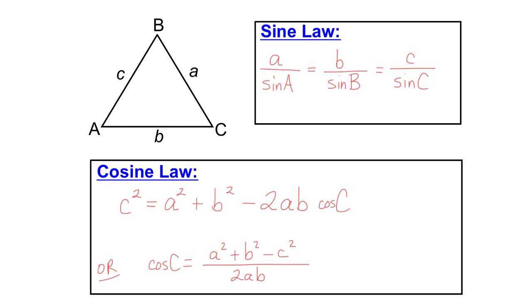So when I'm writing the cosine law, I can write it this way, or I can write it this way. It's the same equation, just rearranged. The reason I would want to write it this way is if I'm trying to find an angle. I don't have to do any rearranging, I've already done the rearranging.